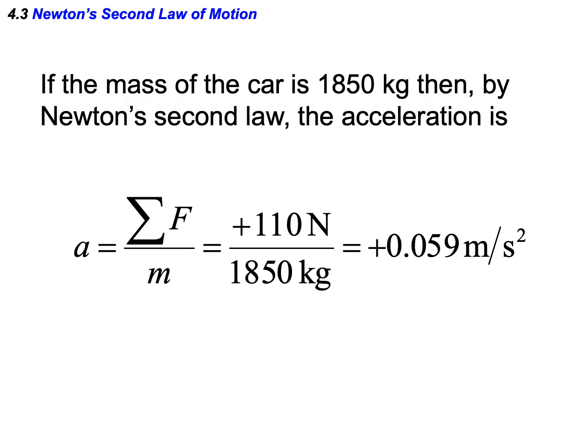So in the same example, we learned that Newton's second law, net force is equal to mass times acceleration. And in this example, it asks you to calculate the acceleration. Acceleration you can solve as net force divided by mass. In the previous slide, we calculated the net force, plus 110 newtons, divided by mass. We get plus 0.059 meters per second square. Meters per second square is the SI unit of acceleration. Plus means it's in the right direction.